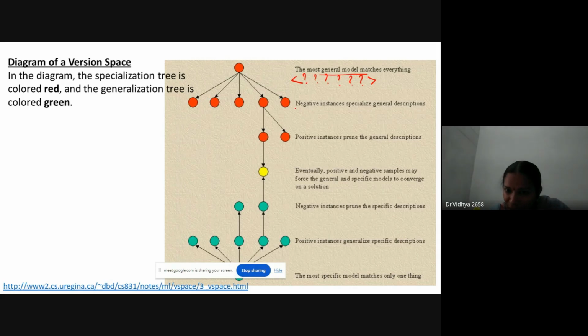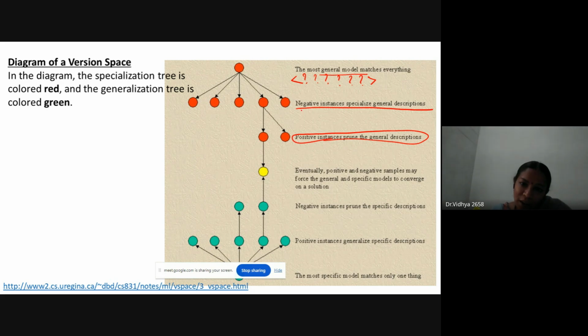Then if there are negative instances, it specializes the general descriptions. So it should converge towards the negative instances, towards the general descriptions. Suppose there are instances which lead to a positive outcome, but really are negative in nature, that should be proved. So the positive instances prove the general descriptions. That is the concept: from the specific we are moving to the general.